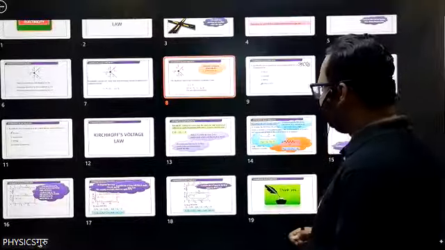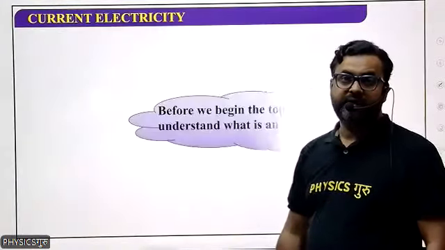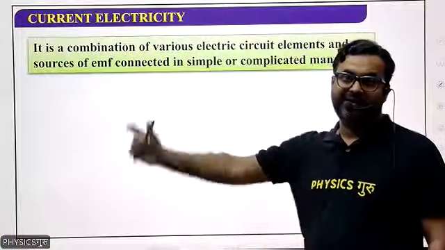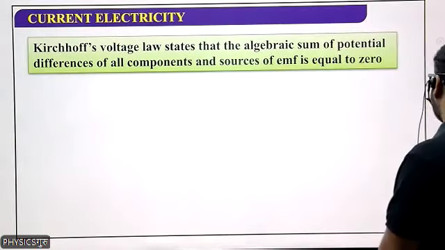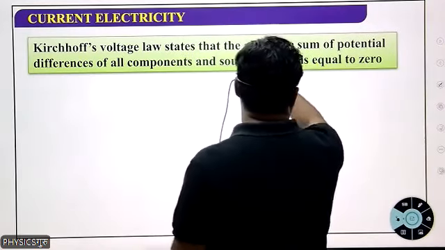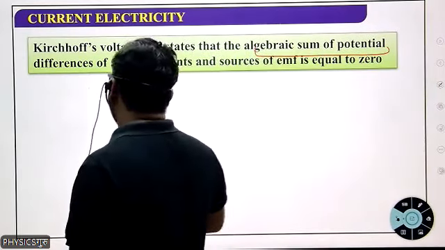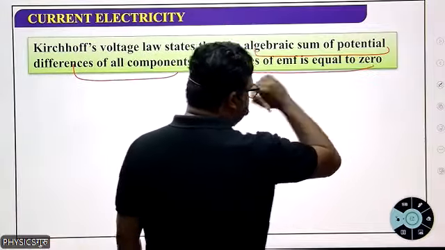Next article is called KVL, that is called Kirchhoff voltage law. Kirchhoff voltage law states that the algebraic sum of potential difference of all components and source of EMF is equal to 0.